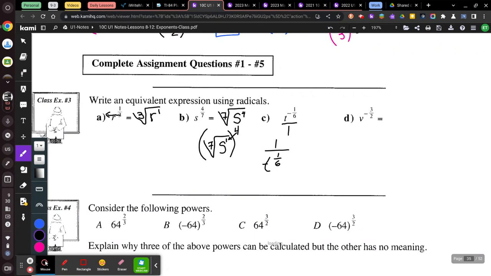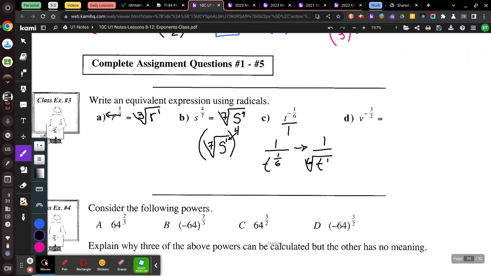And now that's going to convert to a radical. We're going to have 1 over 6th root of letter T exponent 1. Again, you don't have to show the 1s. Unless it's the top of a fraction, then you have to show a 1. It's the only time 1 can't hide.